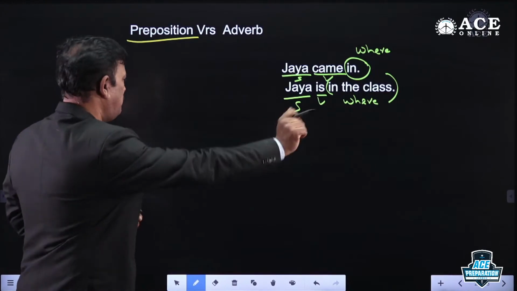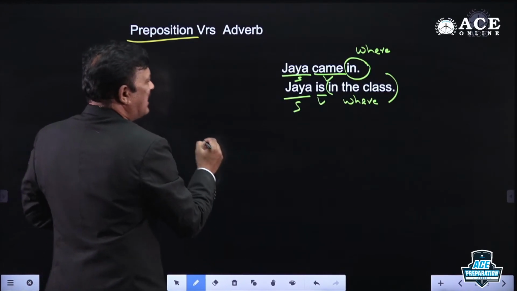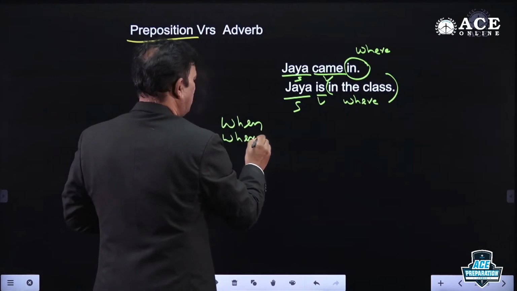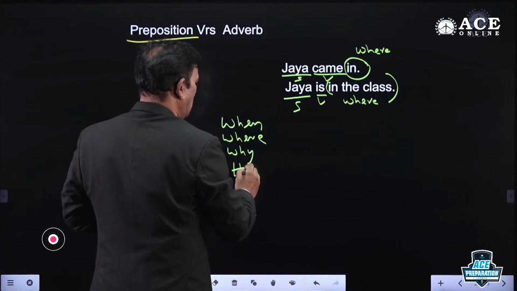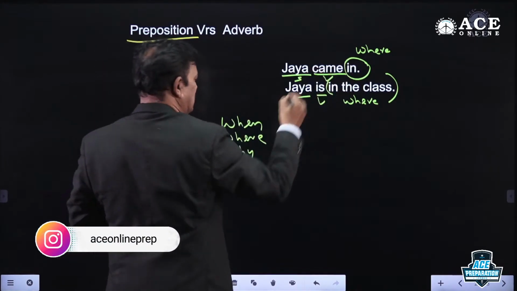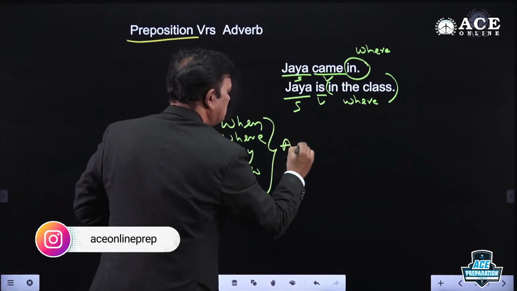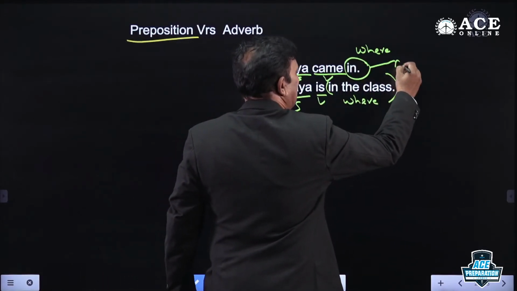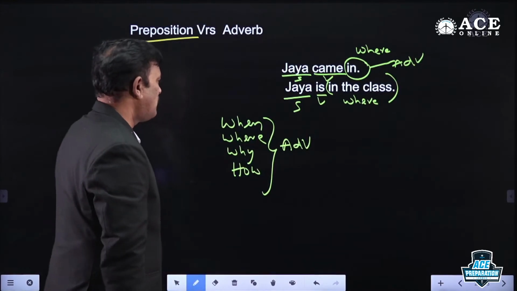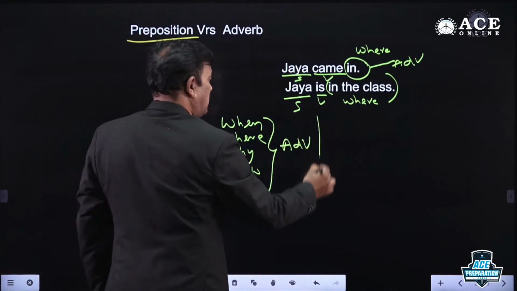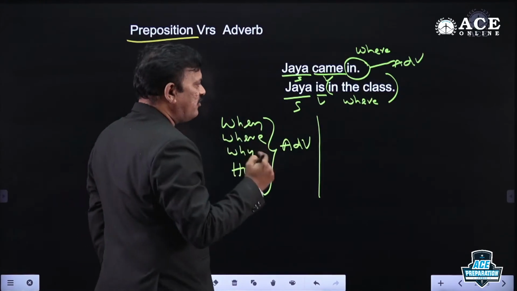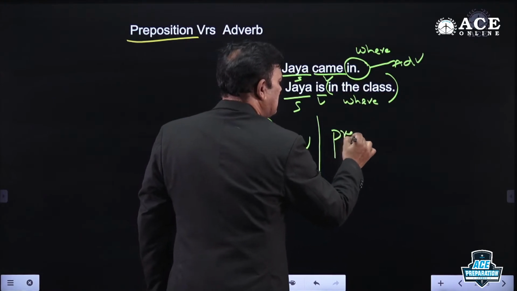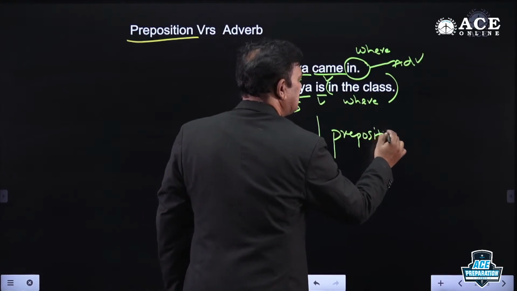Guys, pay attention. I repeat that. If I get an answer for when, where, why, how, a single word, that single word you simply say, sir, that is adverb. Jaya came where? Adverb. Now, if the answer for when, where, why, how is a group of words, that is prepositional phrase.